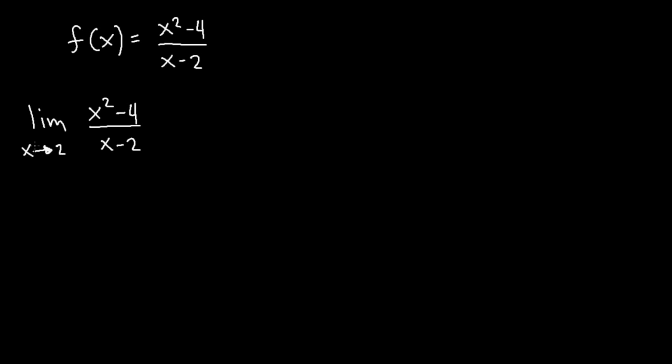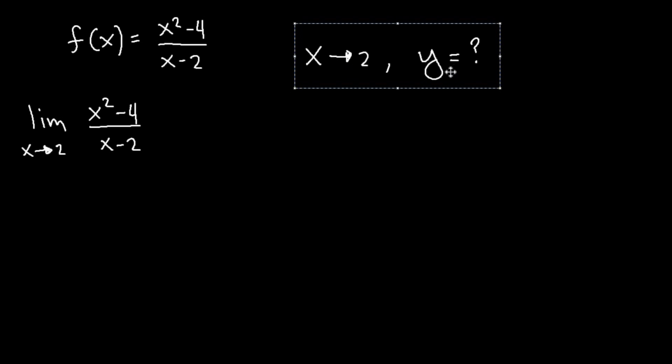So what does x approaches 2 mean? The limit is just, if your x is approaching the value of 2, what is the value of y? So that's basically what the limit is about. As x approaches a number, what is the value of your y? So that's the limit.